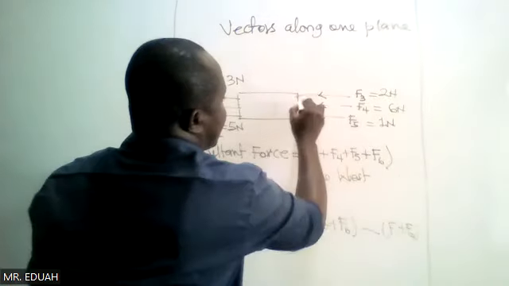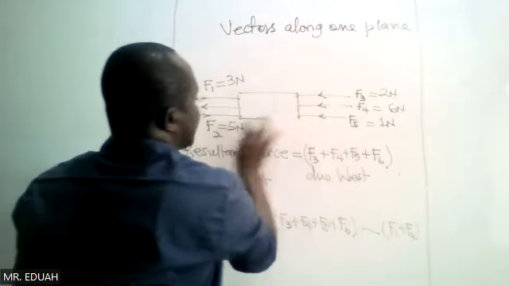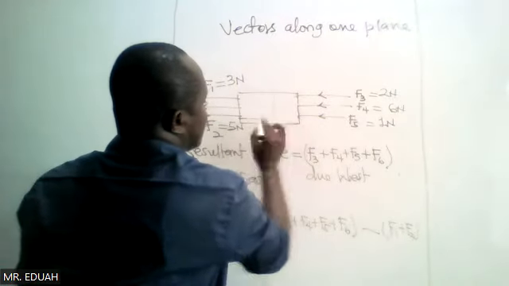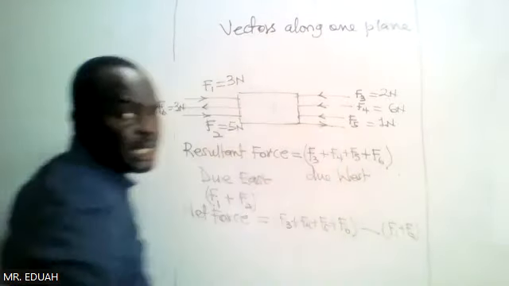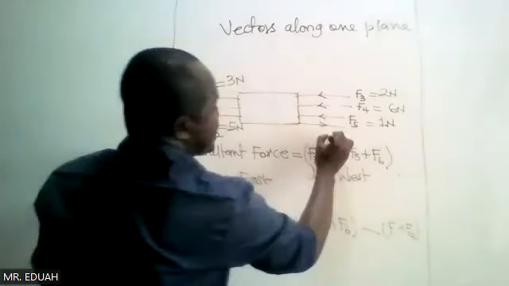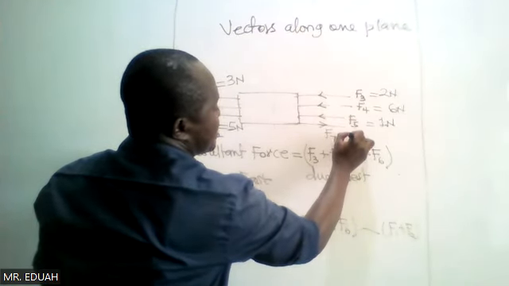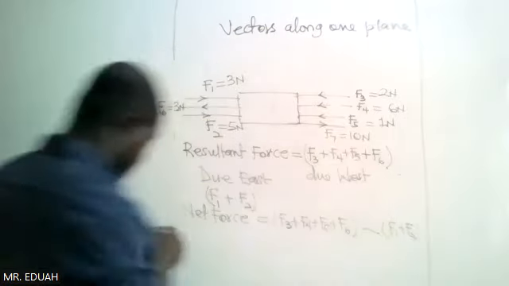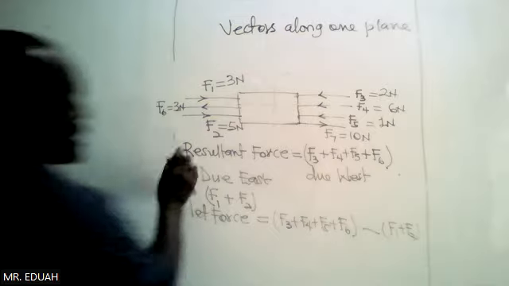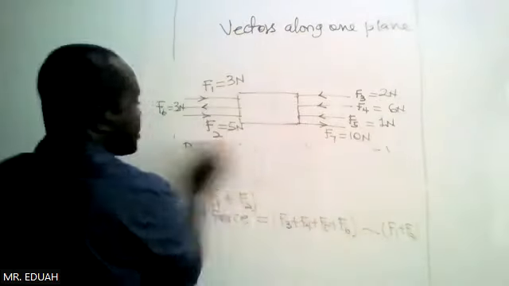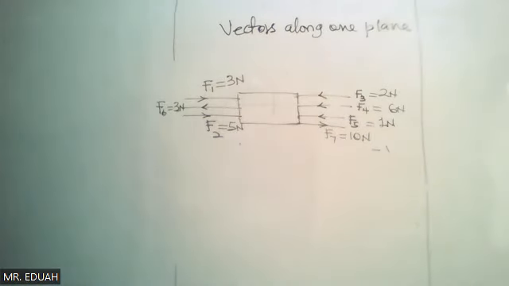Let me add another force here to make it. Let me add another one which is in this direction. This is F7. F7 is 10. Now the instruction requires that I find the resultant force and the direction.